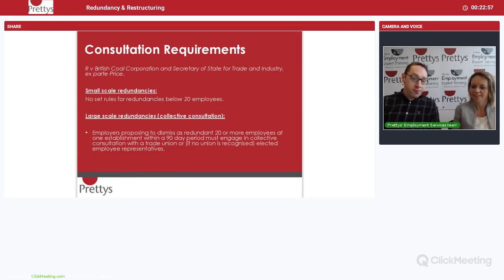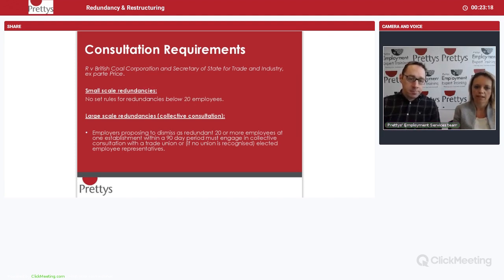So just before we move on to the next slide, the last point I'd make is this is always a really serious issue to get right, because the consequences of not following the collective consultation obligations are quite severe. Up to 90 days pay per employee affected, and the tribunals will award 90 days pay unless there is a very good reason not to. So it can get very expensive very quickly.